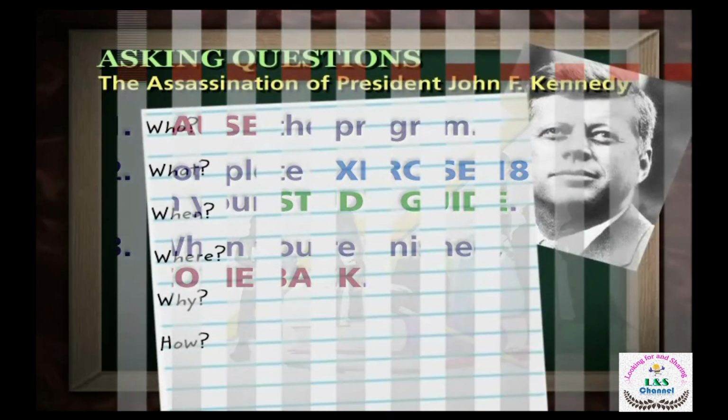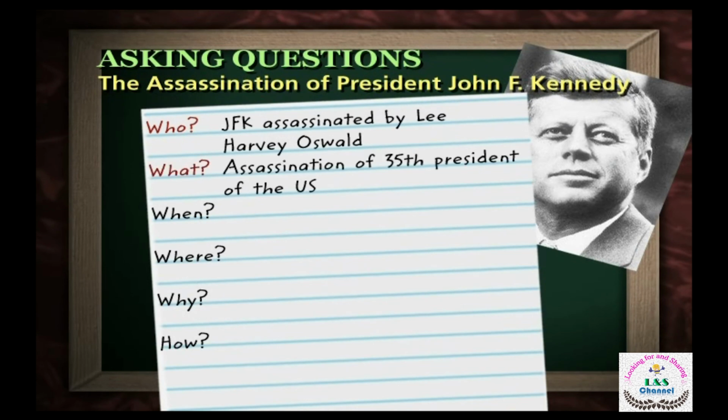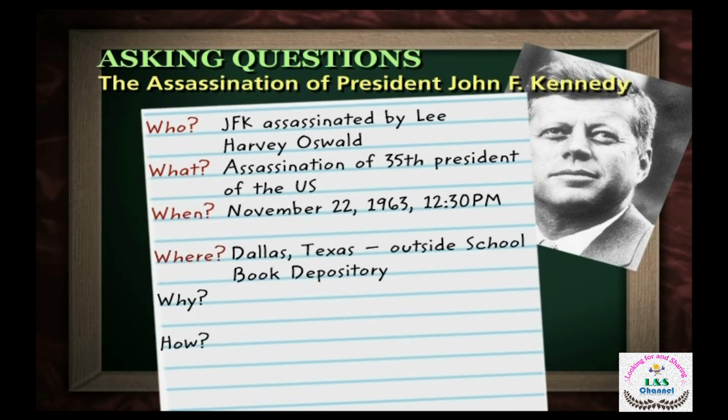Here's a sample response. How does it compare to yours? Who? JFK, assassinated by Lee Harvey Oswald. What? Assassination of the 35th President of the United States. When? November 22nd, 1963 at 12:30 p.m. Where? Dallas, Texas, outside the School Book Depository. Why? Oswald was killed before he could explain, so we don't know. And how?